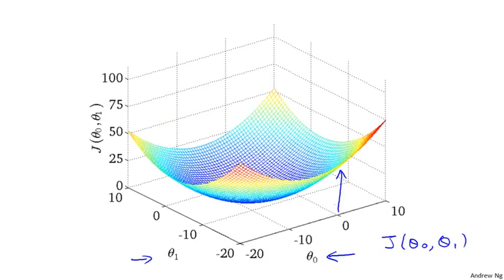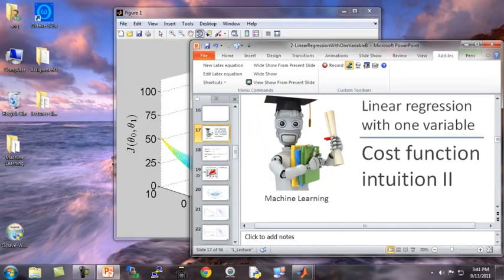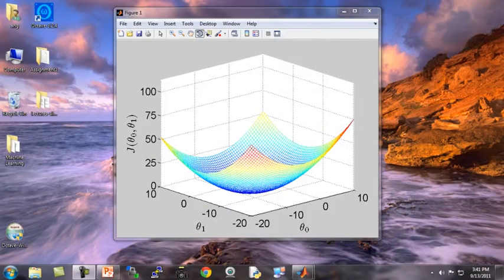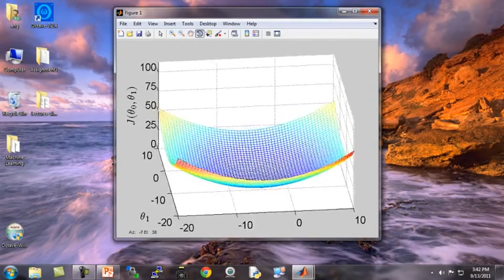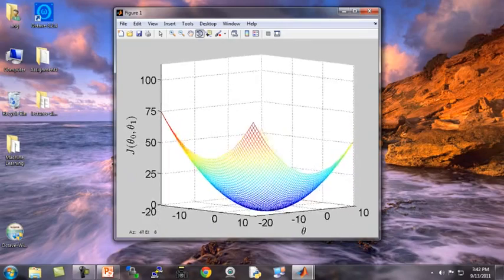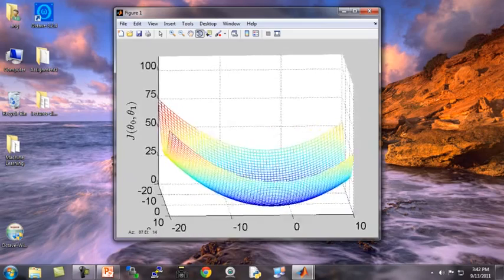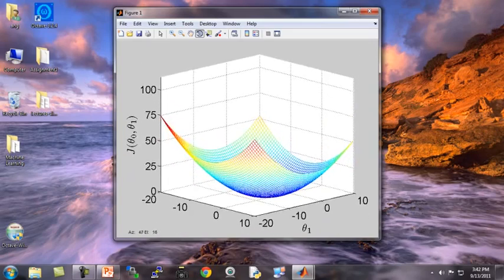And the height of this surface above a particular point of theta 0, theta 1, that's the vertical axis, indicates the value of J of theta 0, theta 1. And you can see it has this bow-like shape. Let me show you the same plot in 3D. So here's the same figure in 3D with axes theta 0, theta 1, and vertical axis J of theta 0, theta 1. And if I rotate this plot around, you get a sense, I hope, of this bow-shaped surface. That's what the cost function J looks like.